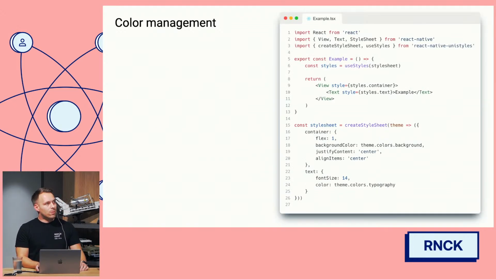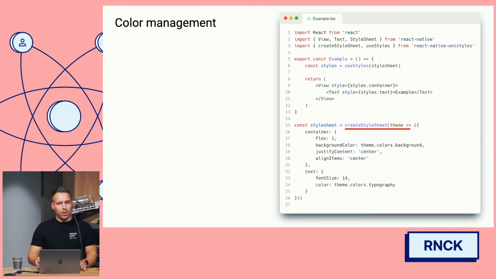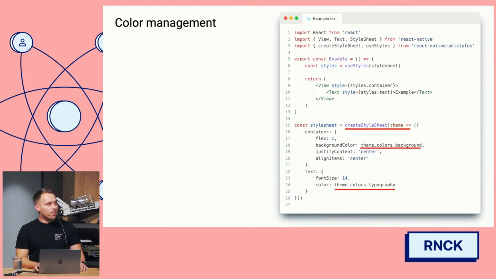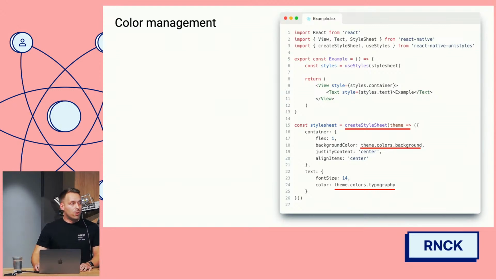So let's move back to the previous example. We have the same component, but right now, we are using create style sheet. Create style sheet accepts a style sheet. If you want, you can use the same style sheet like previously. But if you pass a function, I will automatically inject a theme. Whatever you put there, it's available for you. So you can remove hard-coded colors.